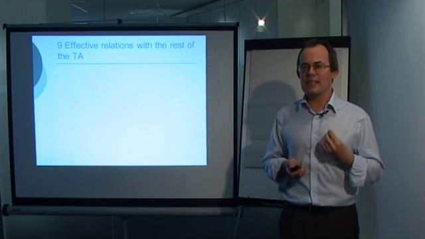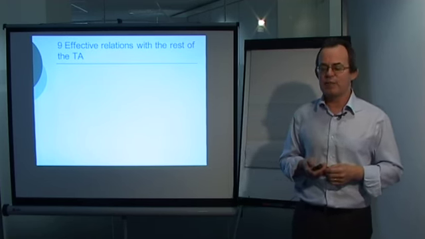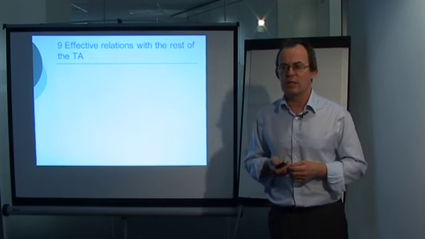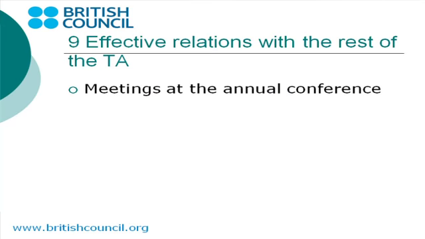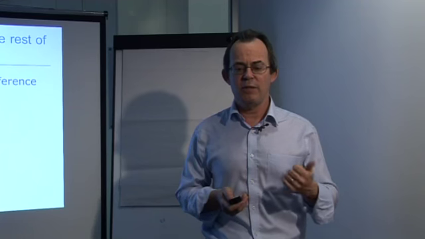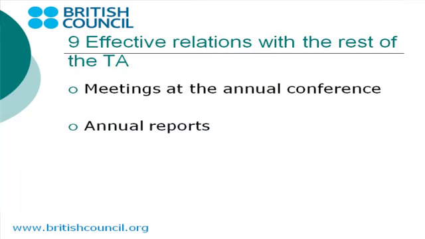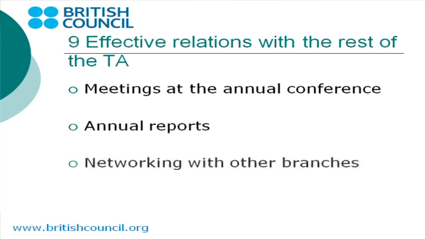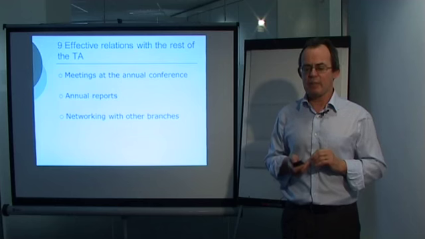The ninth essential for an effective TA branch is effective relations with the rest of the teacher association. So possibly we might be part of meetings of all the branches at the annual conference of the teacher association. We might write an annual report to the central office of the teacher association, and we might also be involved in networking with other branches so that we can share best practices.